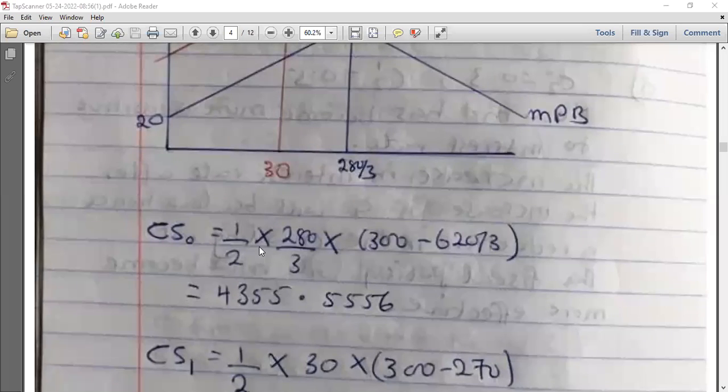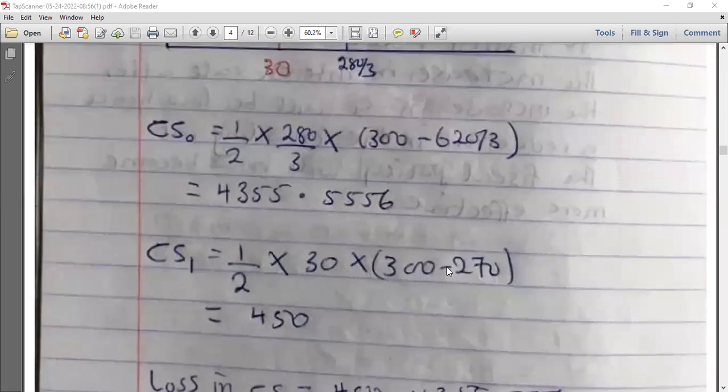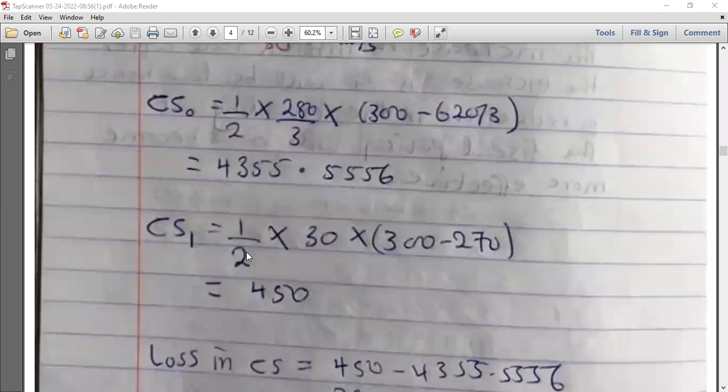Then after we do it for the efficient one, this is going to be the new CS, just this small triangle here. So half times base. The base is 30, and the height is going to be 300 minus 270. That one is going to be 30, right? So half times 30 times 30. Hopefully, we are getting 450.